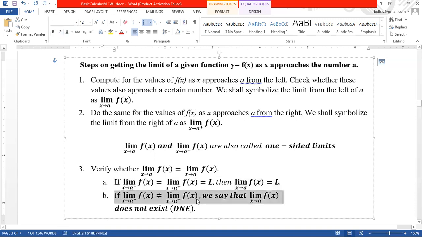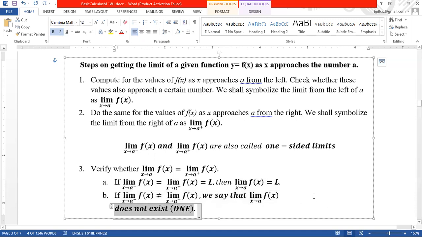Next, if limit of f of x as x approaches to a from the left is not equal to the limit of f of x as x approaches to a from the right, we say that the limit of f of x as x approaches to a does not exist. So, kung dili gani equal ang atuang from the left and from the right, atuang butangan og DNE or does not exist.